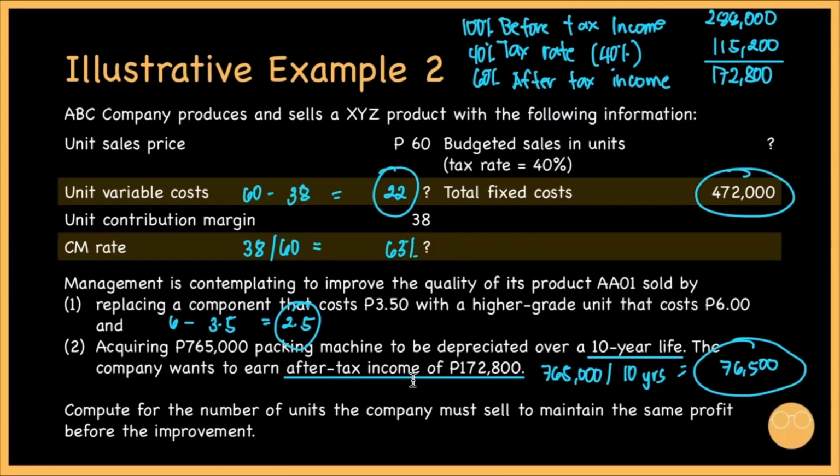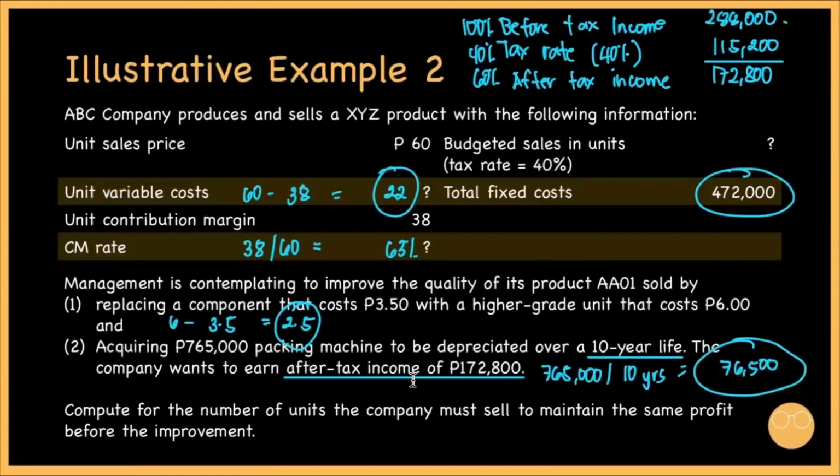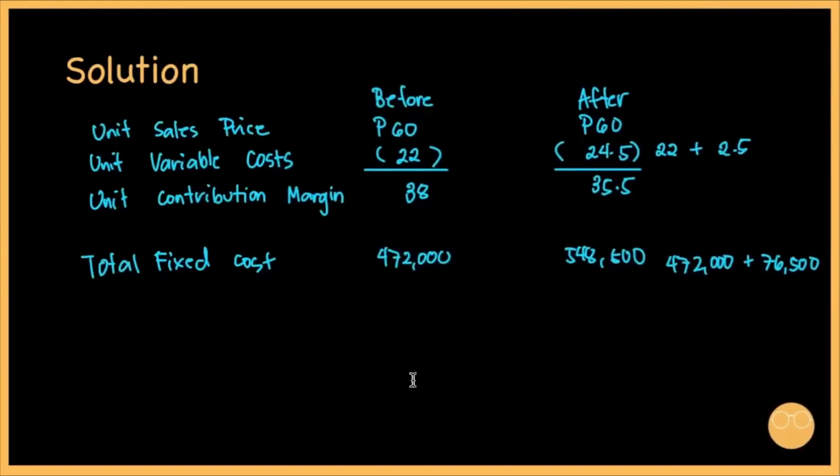Now, to answer the problem, it requires us to compute for the number of units the company must sell to maintain the same profit before the improvement. So, our profit that we're going to use is the before tax profit. And our before tax profit, remember, is 288,000 pesos. So, profit before tax, 288,000 pesos.